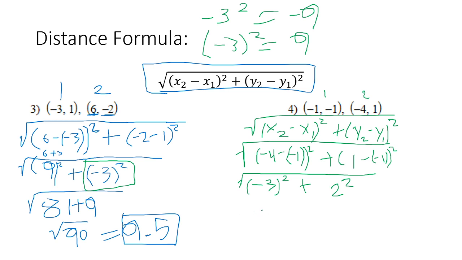And then you keep going. Negative 3 squared is 9. Plus 2 squared is 4. It's all still square rooted. So we get square root of 13. Square root of 13 is 3.6.